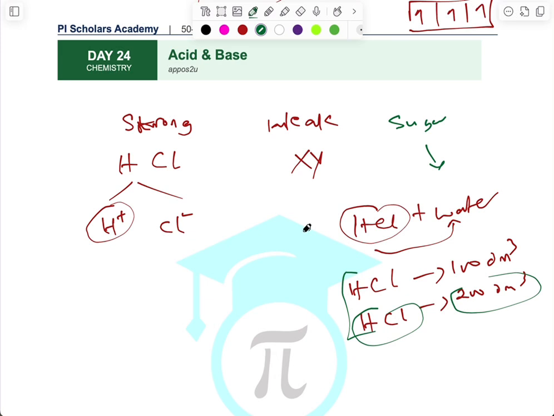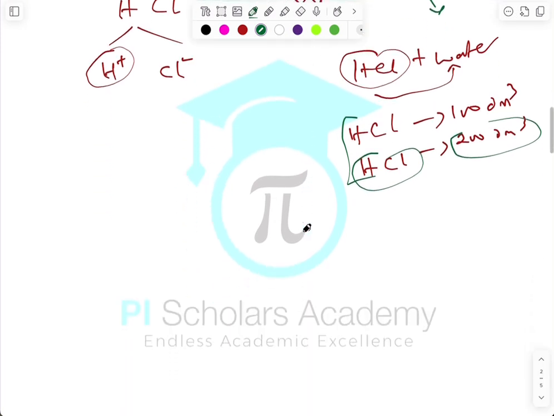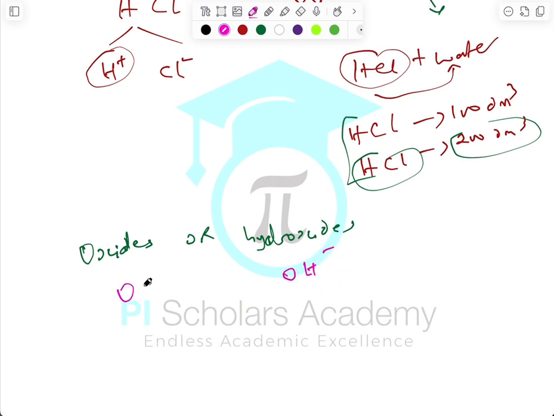Now, to bases. Generally, bases are either oxides or hydroxides. That is, when you have metals formed with oxygen or when you have them formed with OH minus, then you form bases in this process. But that's a general definition.